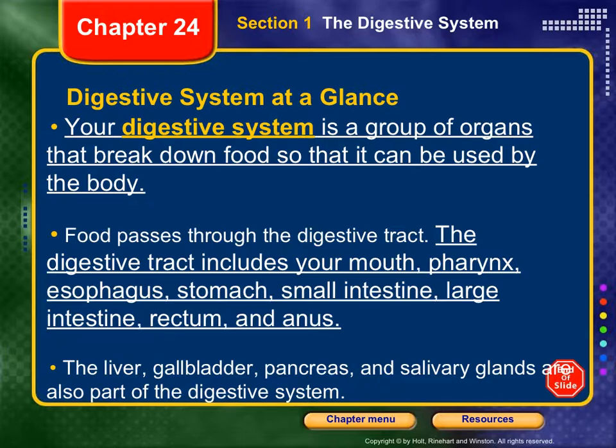And then for number 2, where it says includes, you can list these organs here starting with mouth all the way to anus. So organs that your digestive tract includes: mouth, pharynx, esophagus, stomach, small intestine, large intestine, rectum, and anus. Now those are just parts of the digestive tract. The digestive tract is the main part of the digestive system.